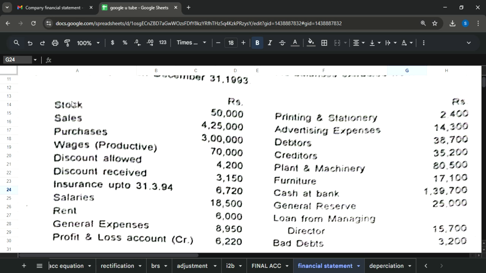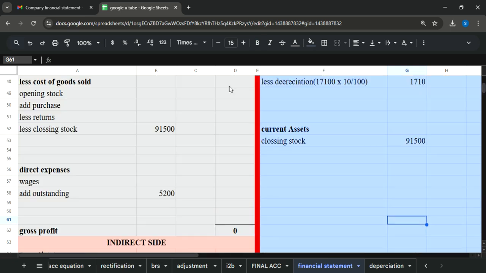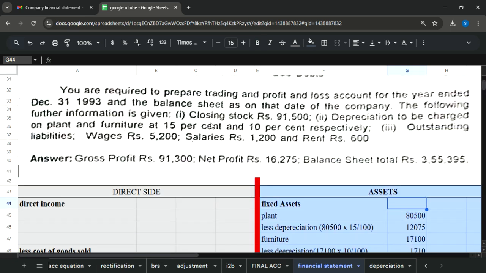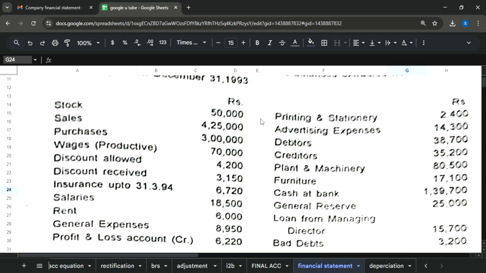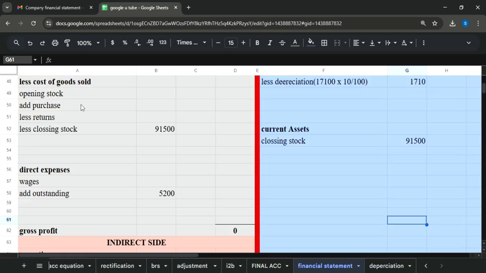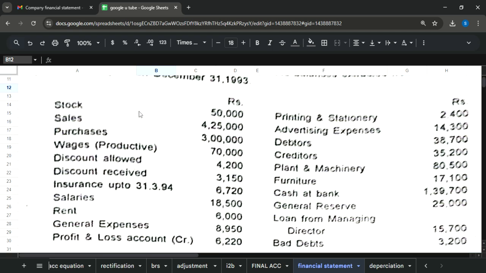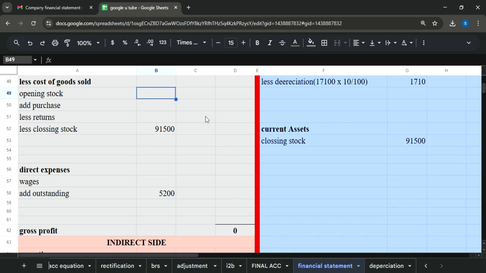The very first thing is stock. Now we will see whether it is opening stock or closing stock, but you will see closing stock is mentioned in the adjustment. There are only two types of stock, either opening or closing. So it means it's an opening stock. We will go to the cost of goods sold statement. Its place is already reserved, and how much is the opening stock? 50,000 would be mentioned in front of here. So opening stock is written.